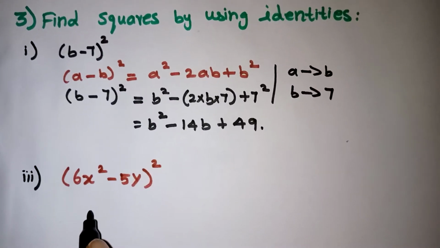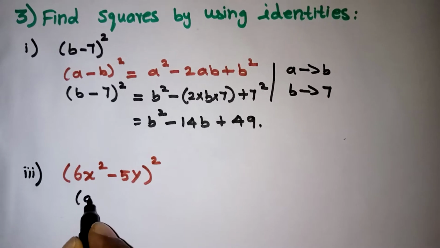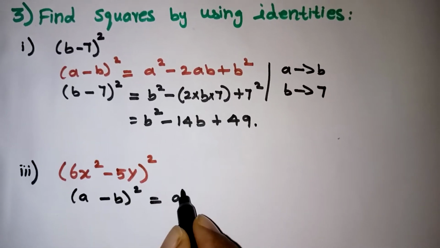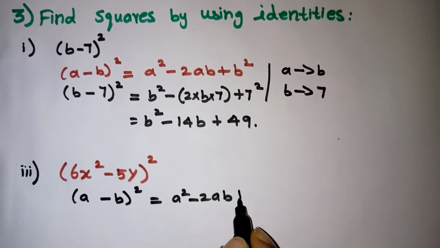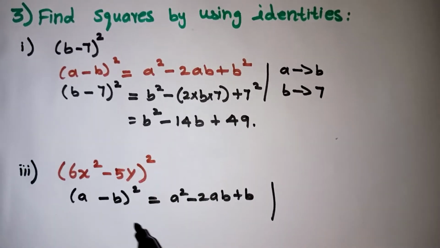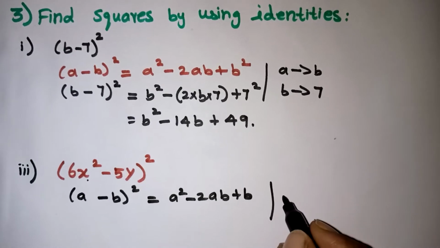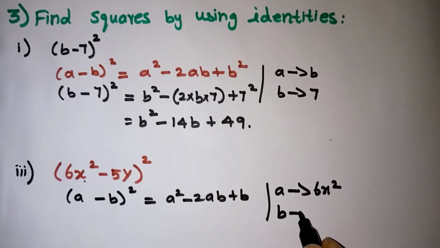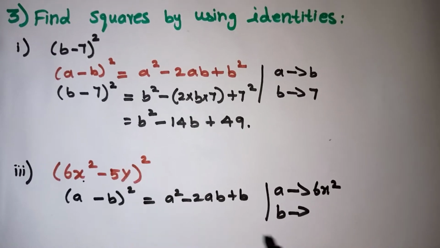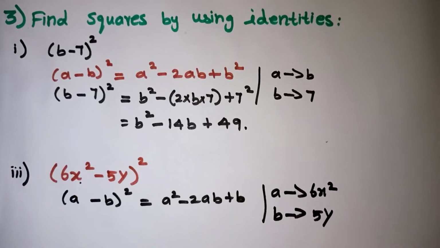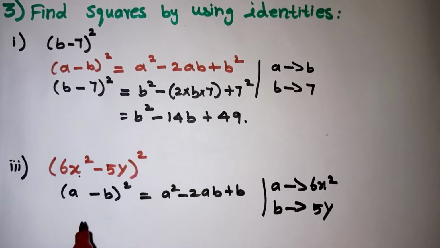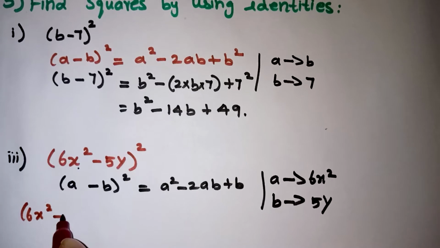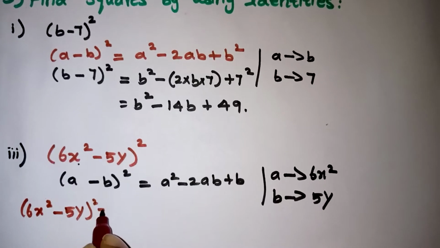Look at one more problem now. Again this also looks like (a minus b) the whole squared. Our formula is a squared minus 2ab plus b squared. Here in the place of a we have 6x squared, so wherever a comes we replace it by 6x squared. Wherever b comes we replace it by 5y. Now let's substitute. 6x squared minus 5y the whole square is the question.